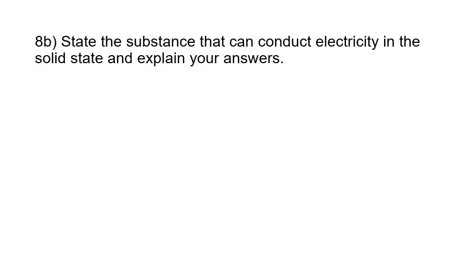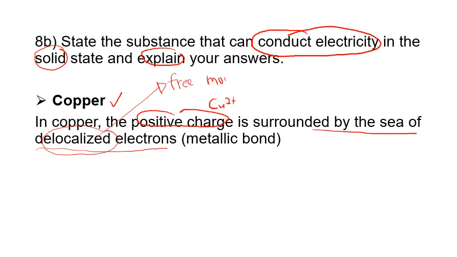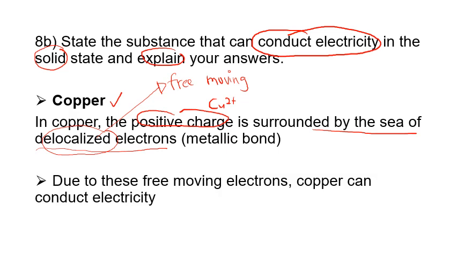8b. Among the substances above, which one can conduct electricity in the solid state? Explain the answer. As we already know, metal can always conduct electricity. So among iodine, copper, and diamond, copper is the one which can conduct electricity, because the positive ions of copper, for example Cu2+, are always surrounded by a sea of delocalized electrons. The word delocalized means that they are free moving. Because the electrons are free moving, copper is able to conduct electricity.